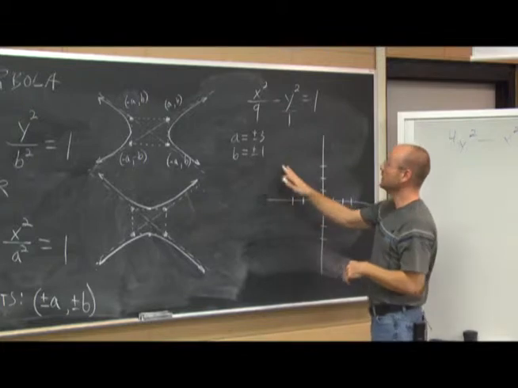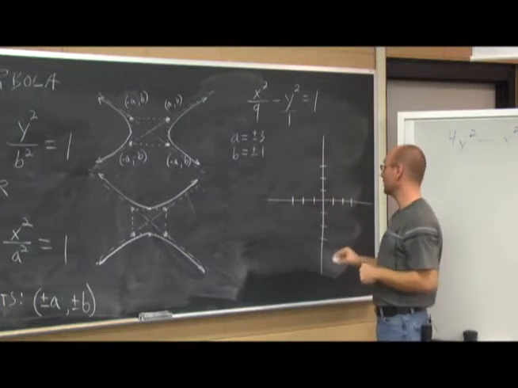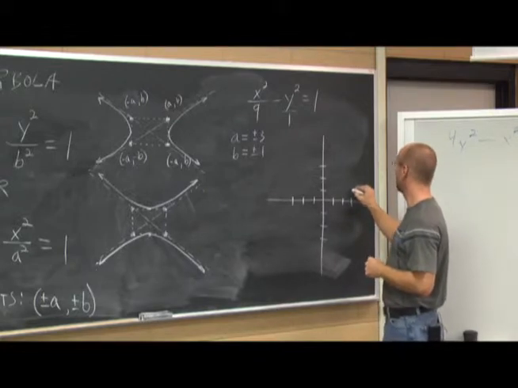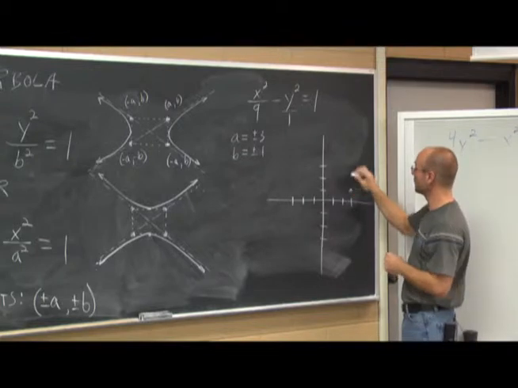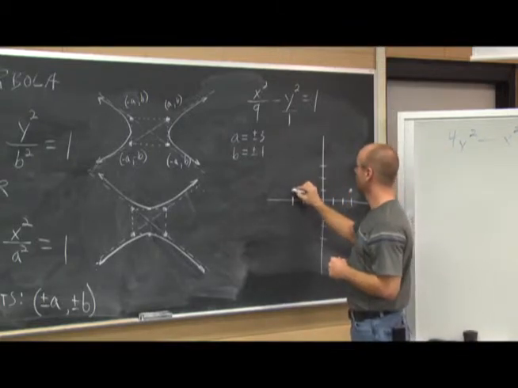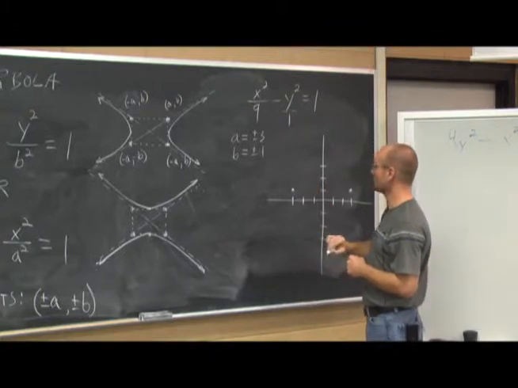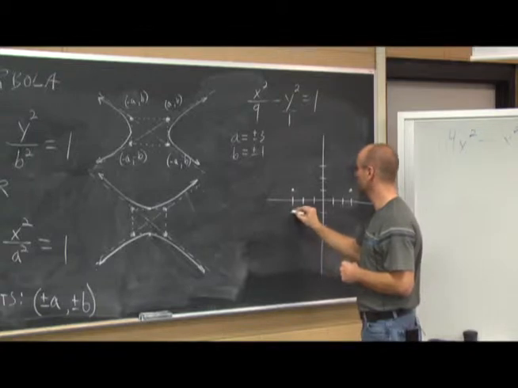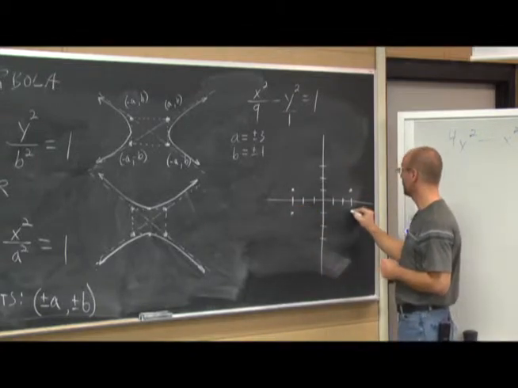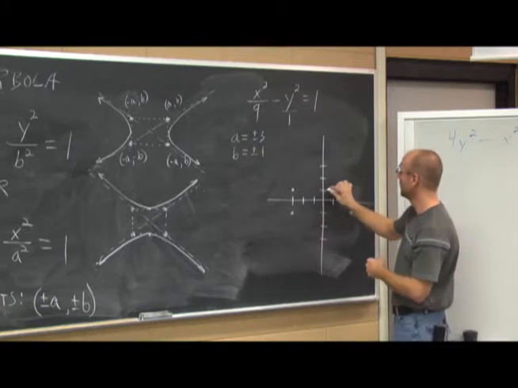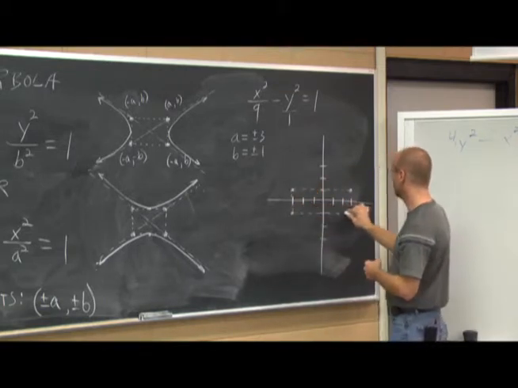All right, so now we're ready to start drawing our rectangle. So I'm going to go plus 3 and up 1. That is the value 3, 1. It's in the first quadrant. Both values are positive. And then I can go negative 3, positive 1. And I can go negative 3, negative 1. And I can go positive 3, negative 1. So now I have these 4 points that I can make a little dotted rectangle.